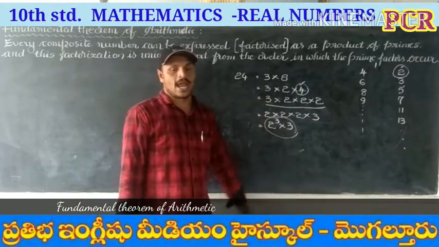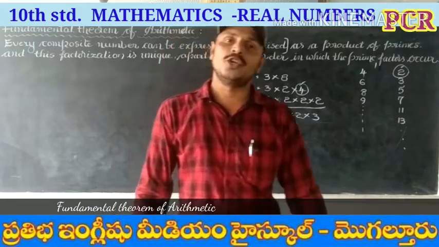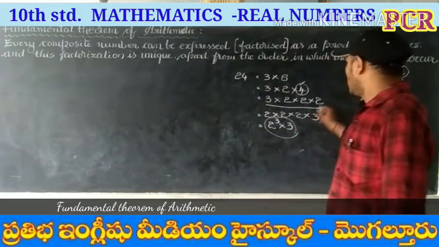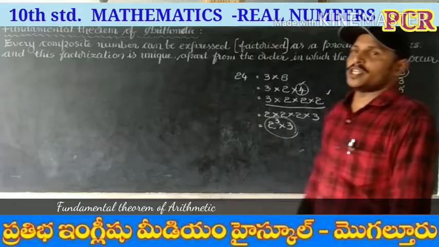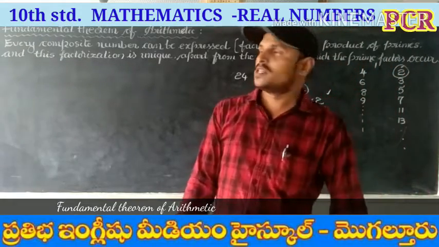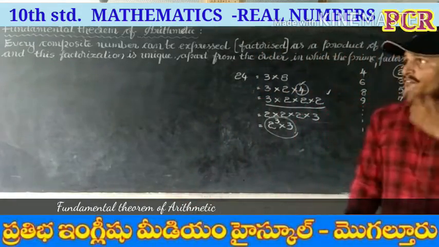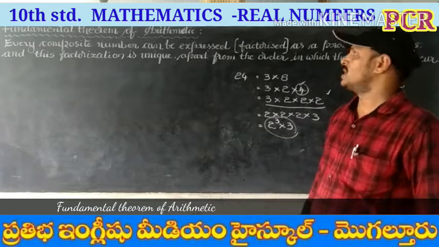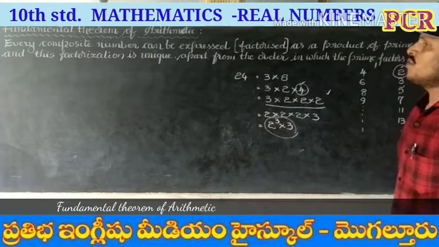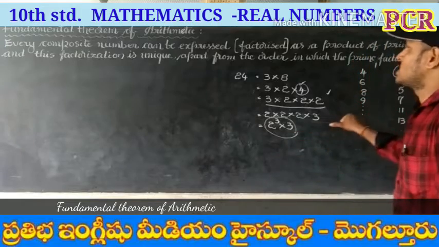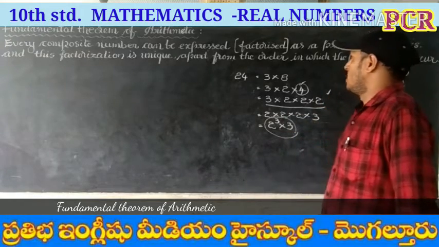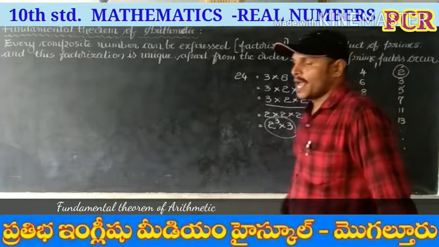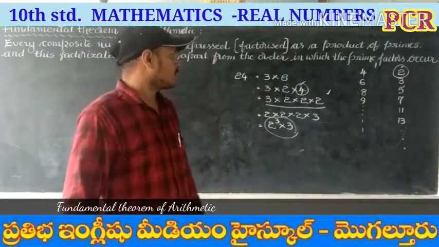Prime factorization, and this prime factorization is unique for every number. So this is called the fundamental theorem of arithmetic. So what is the fundamental theorem of arithmetic? Every composite number can be expressed as the product of primes, and this factorization is unique apart from the order in which the prime factors occur.